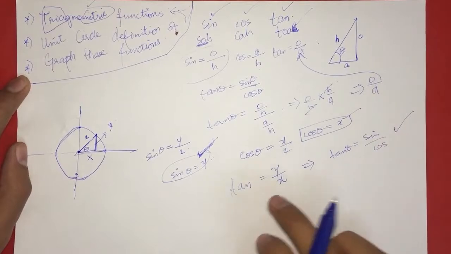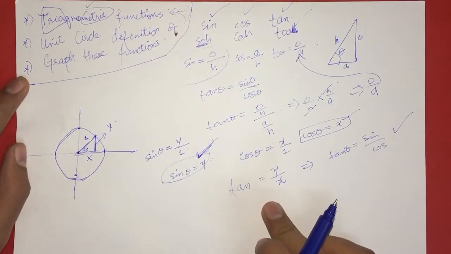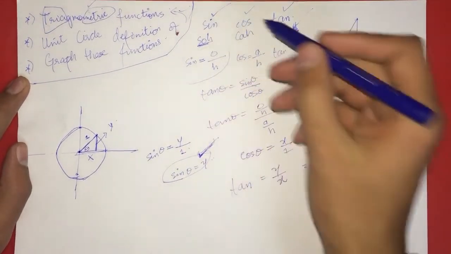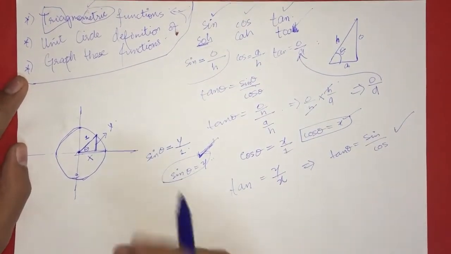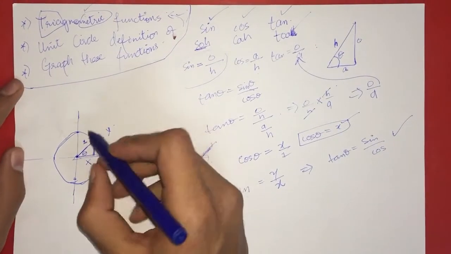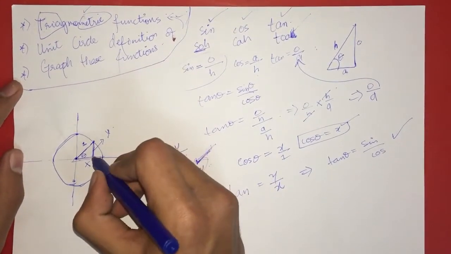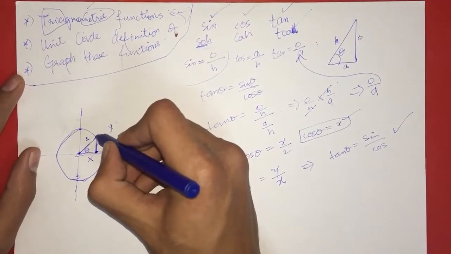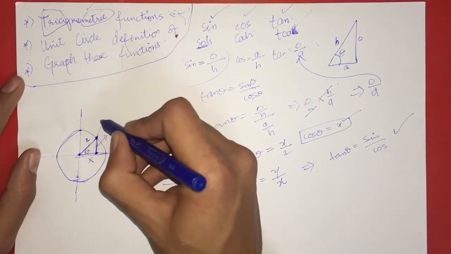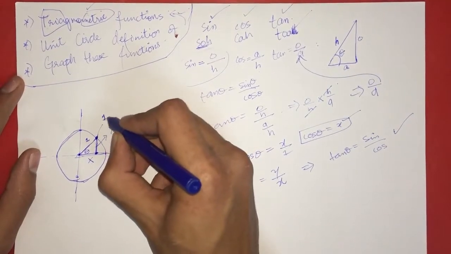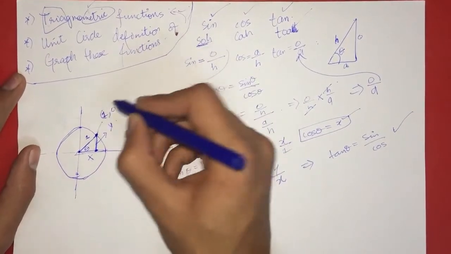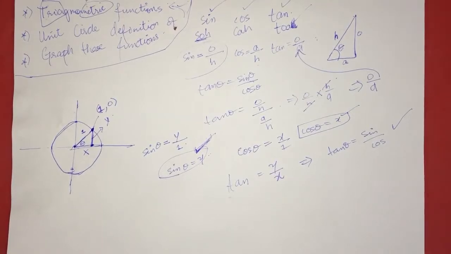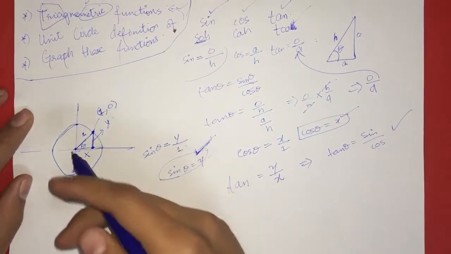So this was the unit circle definition of these trigonometric functions. So for example, if we have a point here, which is (1, 0), it has an x coordinate of 1 and a y coordinate of 0. So what's going to be its sine? What's going to be the sine of theta?